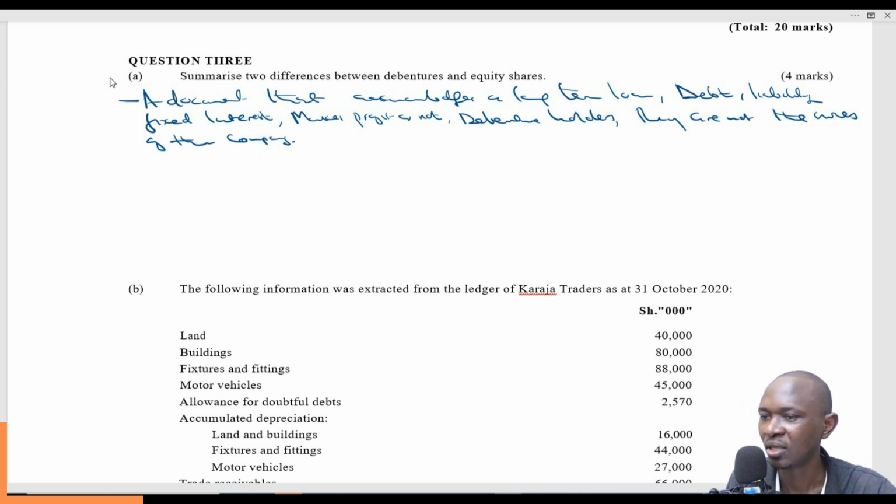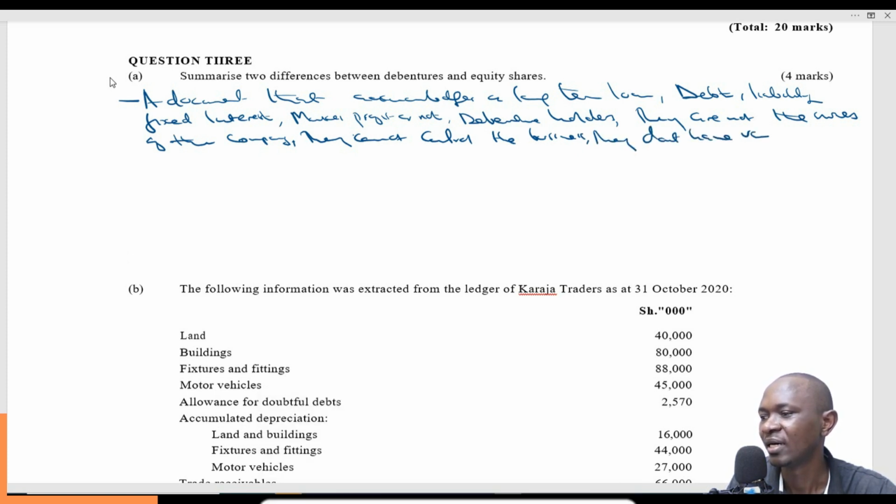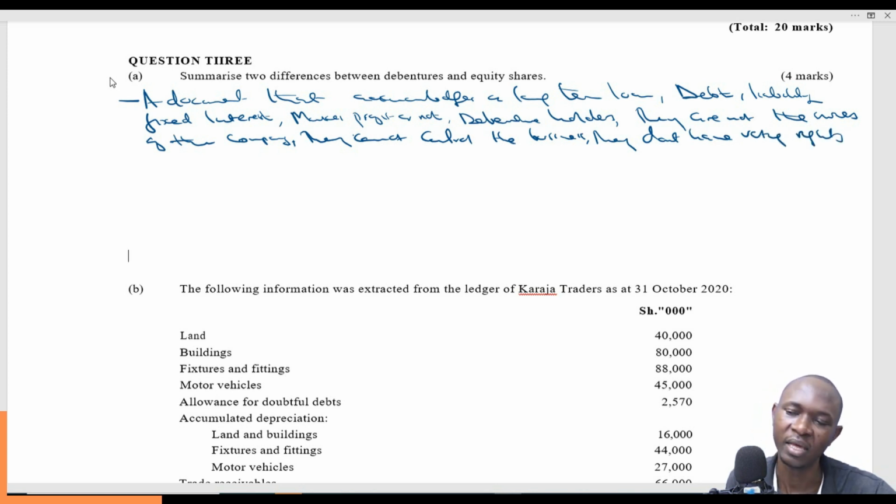So since they are not the owners of the business, they cannot control the business. They don't have voting rights.